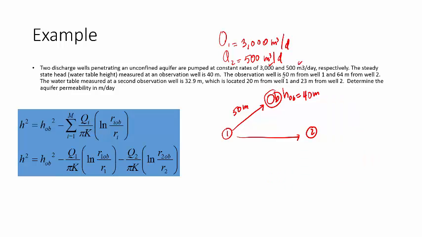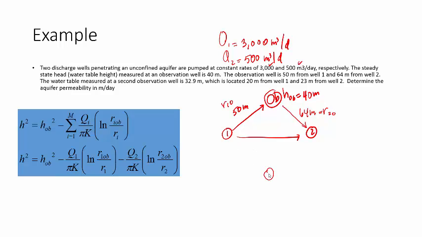So it tells me that the observation well is 50 meters from well 1, and it's 64 meters from well 2. So this is the distance from well 1 to the observation well that we call 0, and this is the distance from well 2 to that observation well.